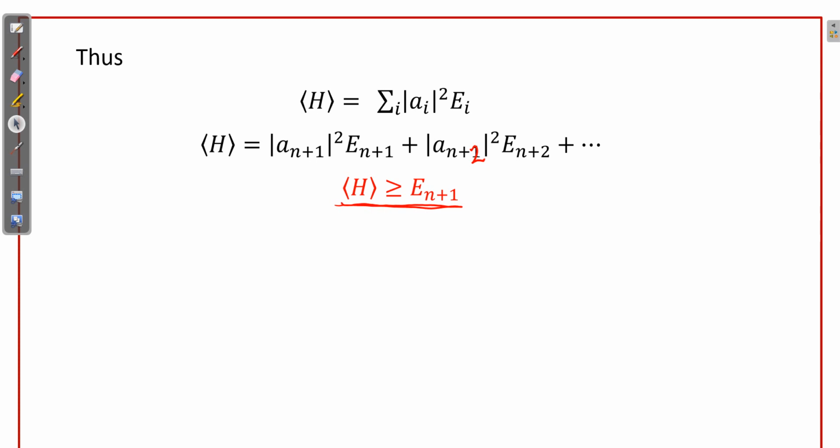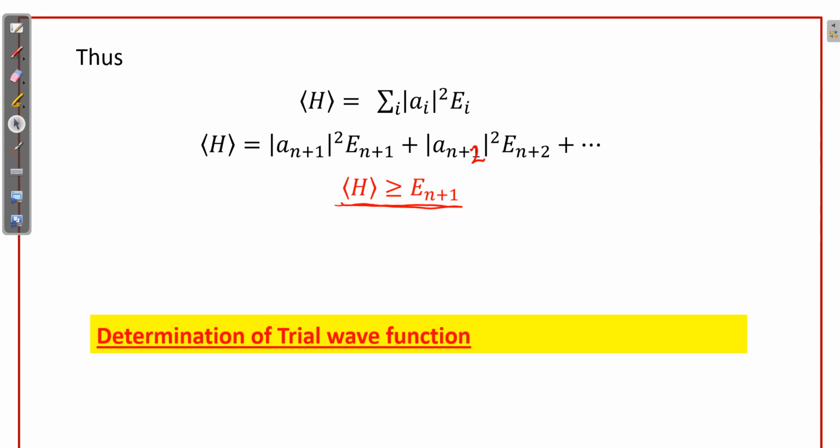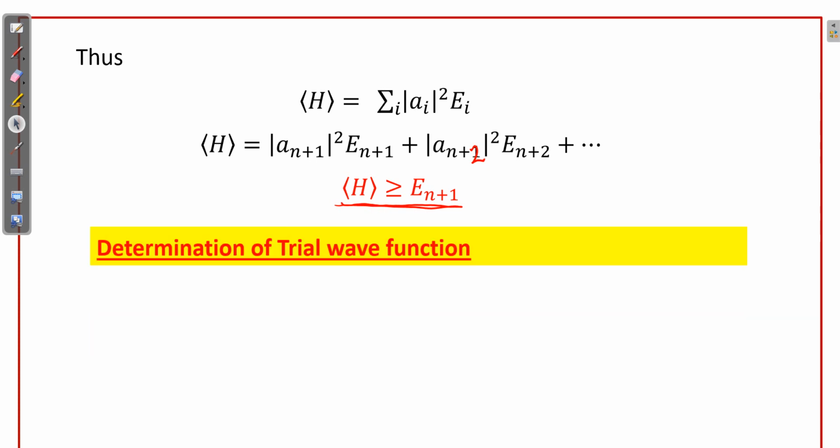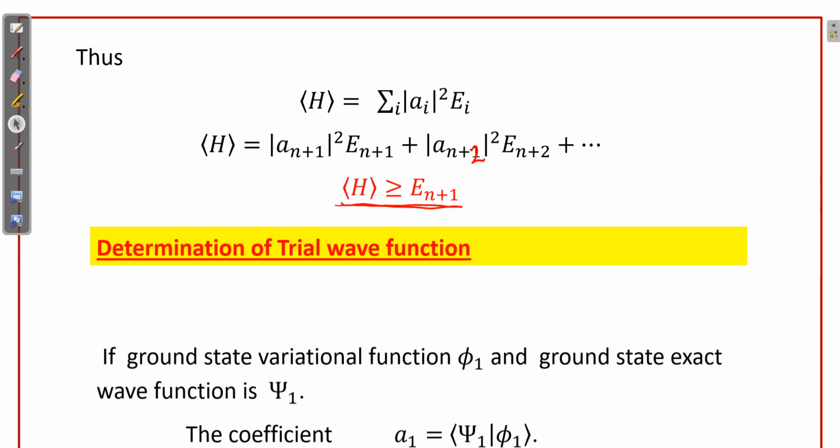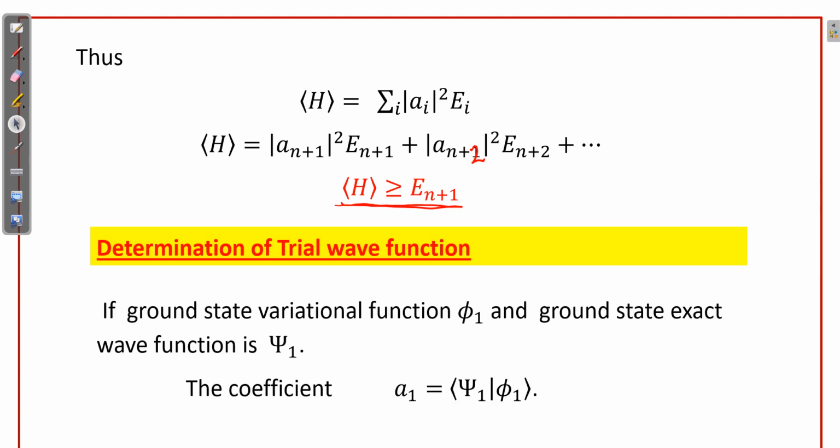Now to determine the trial wave function, suppose the trial wave function for the ground state is phi 1 and the exact wave function of the ground state is psi 1. The trial wave function is phi 1, but the exact wave function that is determined by the Schrodinger equation is psi 1. So the product of psi 1 and phi 1 gives a constant A1.